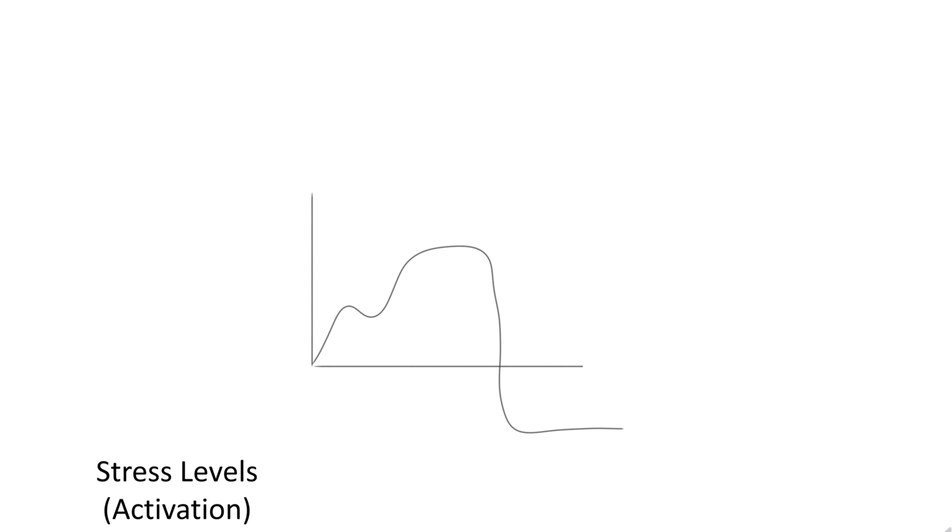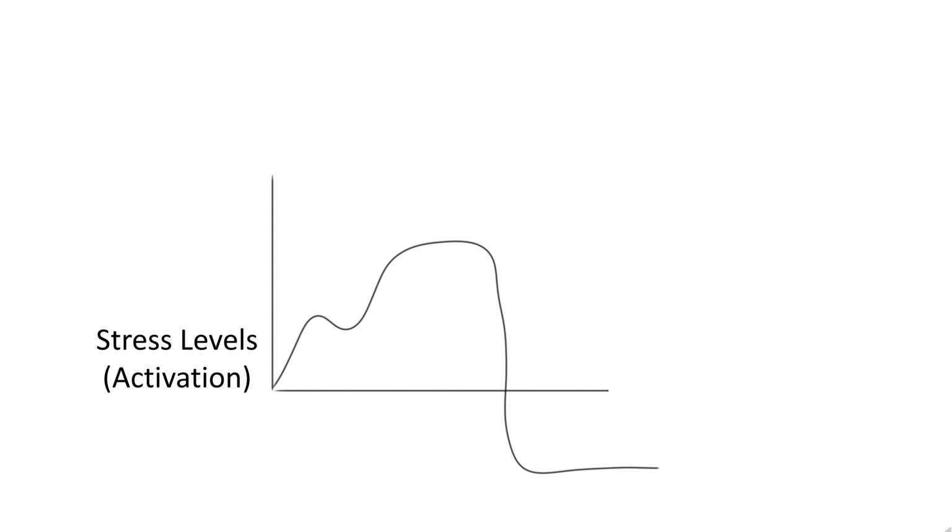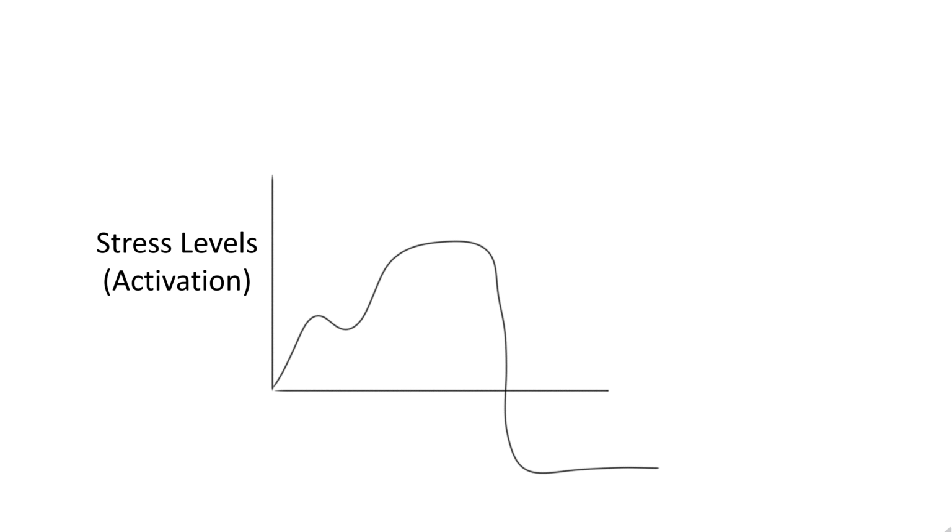So on the left of our graph, we've got the stress levels that we're experiencing in our bodies, and we call that our activation level. And on the bottom of the graph, we've got the number of stresses we have in our lives. So that's our stressor levels.